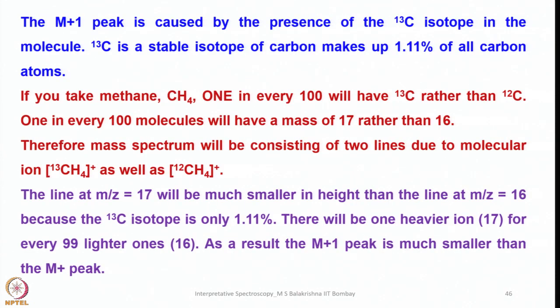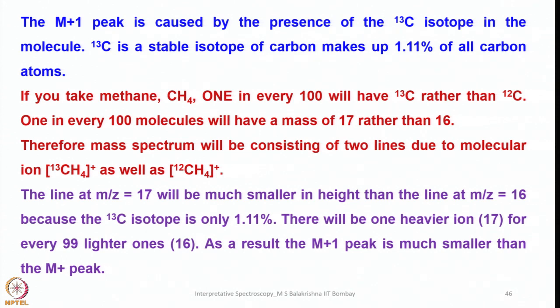So now let's try to understand a little bit more about these isotopes and their influence on unit peak and shifting that one to M+1 or M+2. So M+1 peak is caused by the presence of the 13C isotope in the molecule. 13C is a stable isotope of carbon, makes up 1.11% of all carbon atoms.